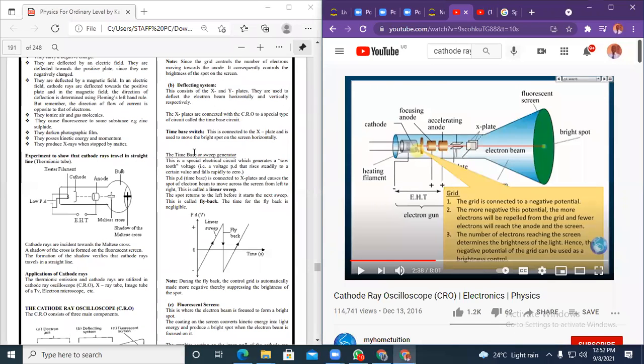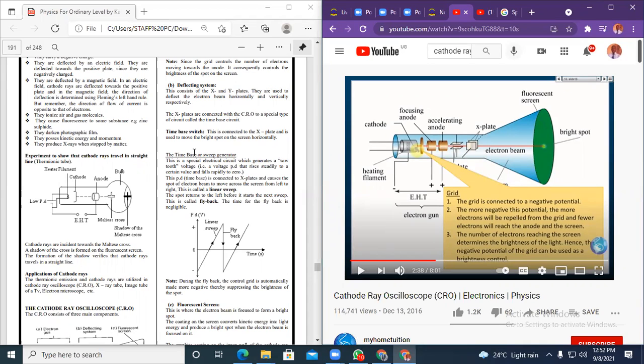All right. Now let me show you something else here, the time base. The time base switch is a circuit connected to the X plates and is used to move the bright spot on the screen horizontally. Are we together?